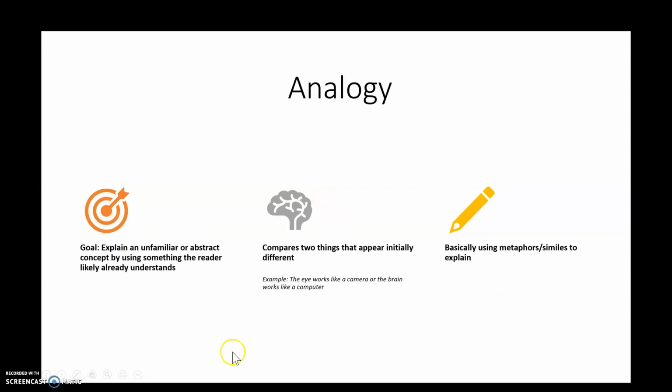So if you did that in a paragraph and it was through the whole paragraph, that would be an analogy paragraph. And it basically is just using metaphors or similes, which are figurative language that compares one thing to another thing to explain a concept that might be harder for the reader to understand.